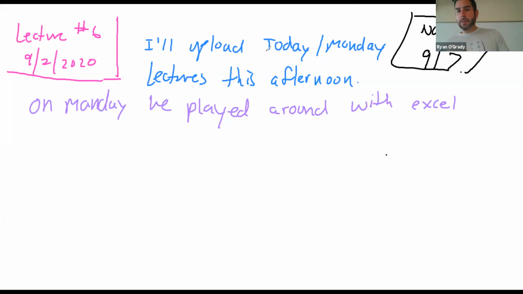So on Monday, we played around with Excel, and what we're going to do today is do an example in detail. That's the plan right now. Why is this not working? So today, we'll do one in detail.